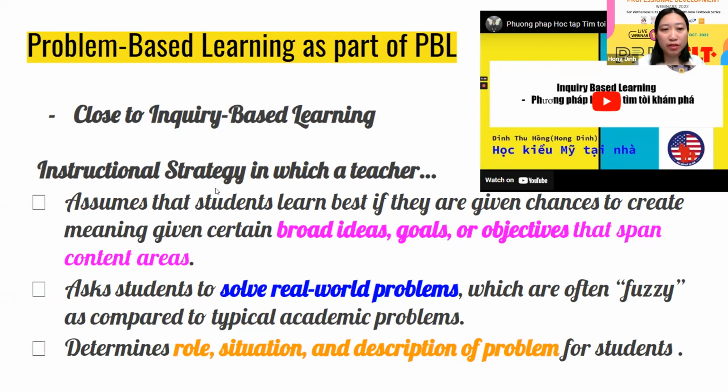Basically, in there, the teacher will assume that students learn best if they are given the chance to create meaning, given certain broad ideas, goals, or objectives that span content areas. So it's not just one idea or one goal. It has to spread across several goals or objectives, and it connects several content areas. So it's not just science or social studies. It may be a combination of English language and math, or science and math. And then it will ask the student to solve real-world problems, which are often fuzzy as compared to typical academic problems. For example, instead of giving them a math question or a math word problem, they will pose a problem in real life.